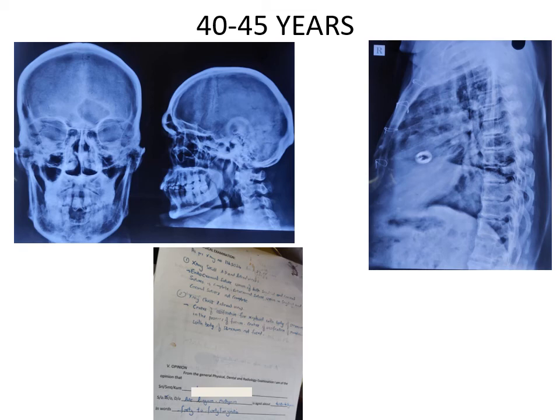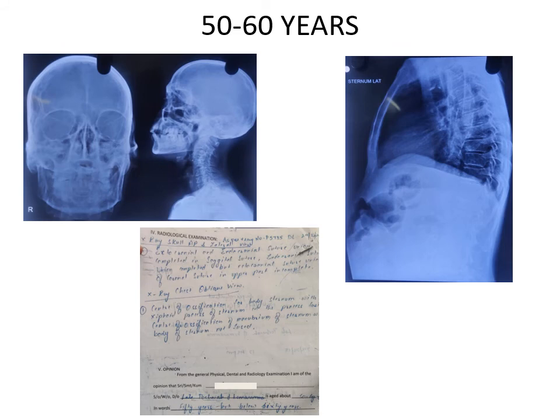Here also the same thing, 40 to 45 years. Ectocranial sutures are not fused. Endocranial fusion is seen. Here we can see probably this person has undergone CABG, due to which there is wiring, you can see. The lower part, xiphoid, the base of the sternum and body has fused. You can see that. And then next you can see the same.